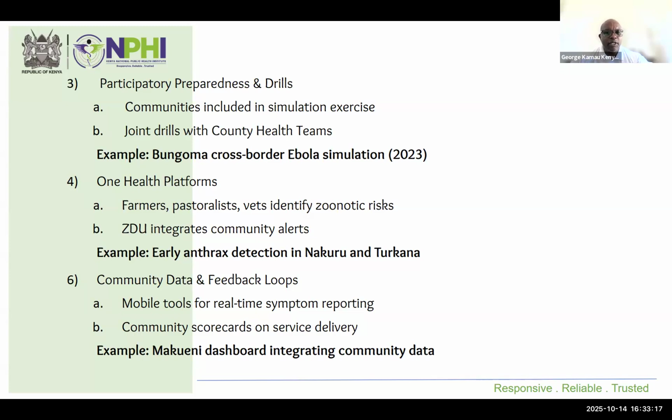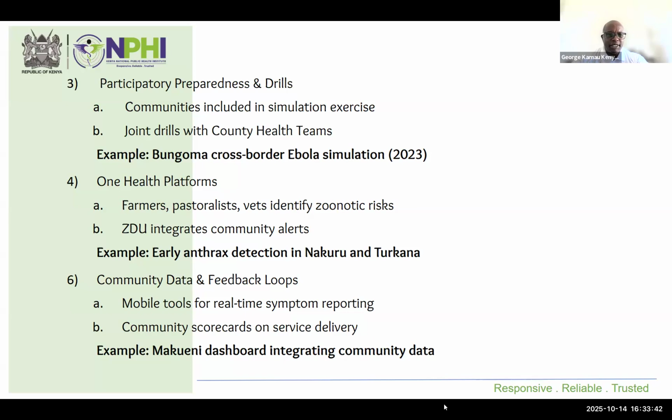So on One Health, we are able to detect anthrax early. That was in Nakuru and Turkana, and this again was reported by the community. So meaning we really need the community. They're like the backbone, they're the first responders, and they're the people who give the first signal, where in return we are able to confirm and verify whether the signal is true or not.